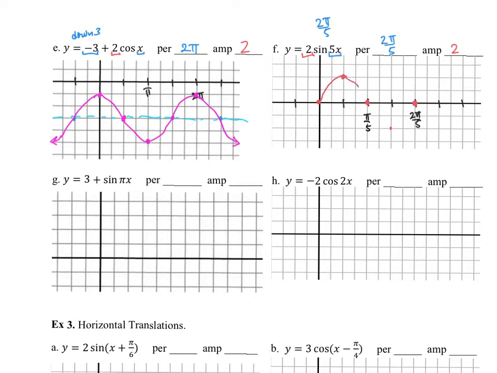So this looks exactly like a normal 2 sine x graph, except instead of ending the period at 2 pi, I ended at 2 pi over 5, and nothing else in the graph changes except for basically the labeling of my x-axis.